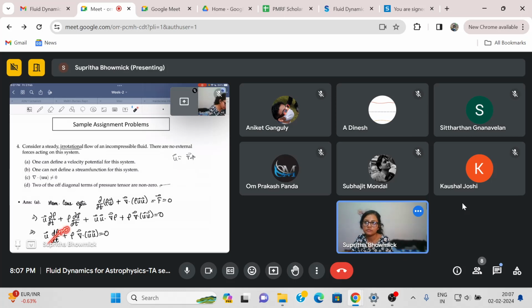Why is that? Incompressible. Absolutely. Thank you so much. This is incompressible. So this is 0, which means this is 0. What does this mean for option C? That is not true. Thanks a lot.